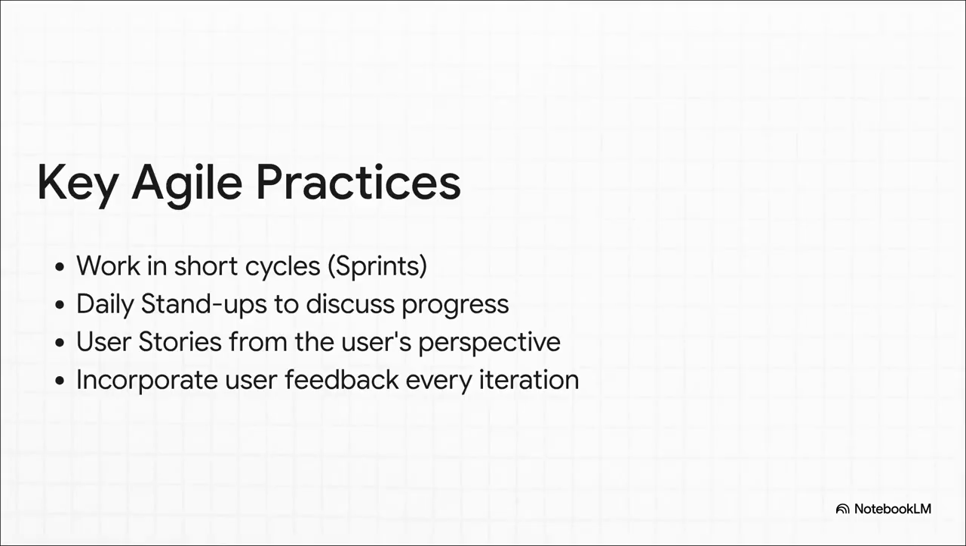So this mindset isn't just theory. It leads to very real, concrete actions. Agile teams work in these short, focused cycles, usually a couple of weeks long, called sprints. They have quick, daily stand-up meetings to make sure everyone's on the same page. It's all about building habits that keep the team flexible, aligned, and ready for whatever comes next.